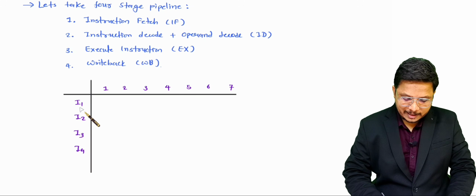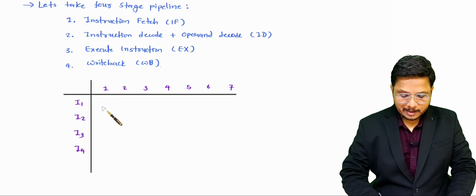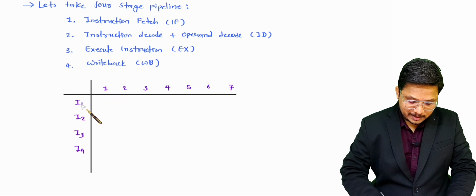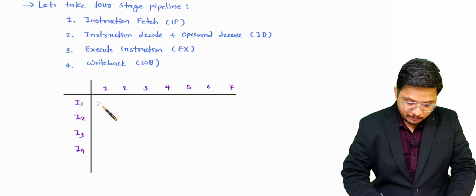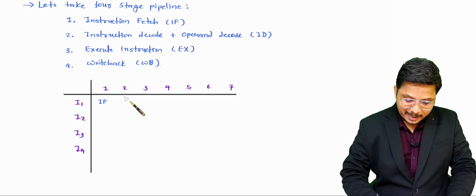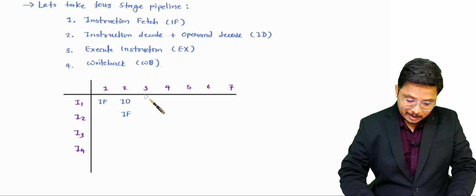First of all, let us consider a case in which there is no hazard. I'll be executing these instructions with respect to this 4-stage pipeline. The first instruction gets fetched in the first cycle, that is IF. In the second cycle, instruction decode happens with the first instruction, and in parallel, instruction 2 gets fetched. In the third cycle, the first instruction has the instruction execution stage, and in parallel the second instruction gets decoded and the third instruction gets fetched.